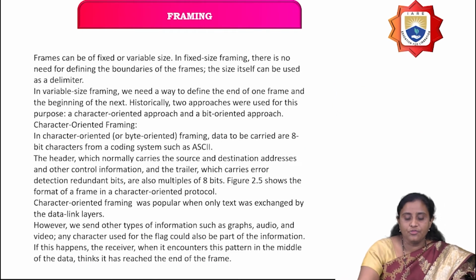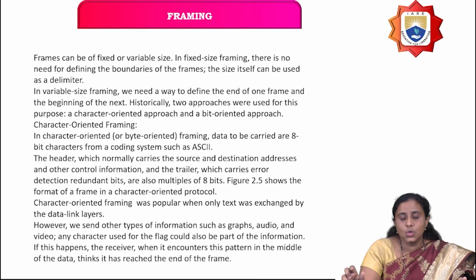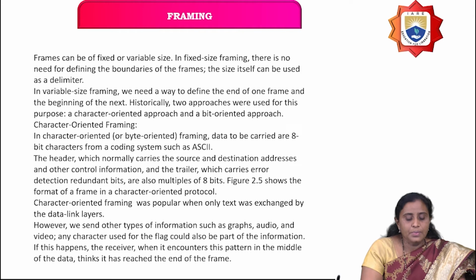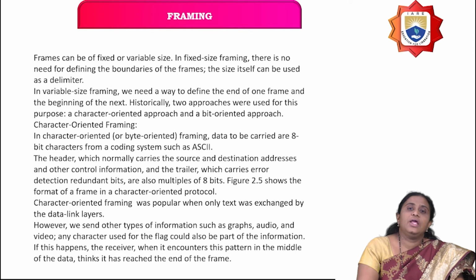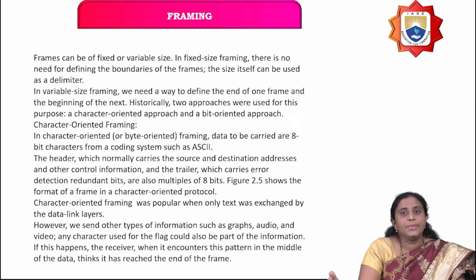So coming to that, under framing, the frames can be of a fixed or a variable size. In fixed-size framing, there is no need for defining the boundaries of the frames, as there is no limit on the size. Under fixed-size framing, the size itself can be used as a delimiter. But coming to variable-size framing, we need to define the end of one frame and the beginning of the next frame.